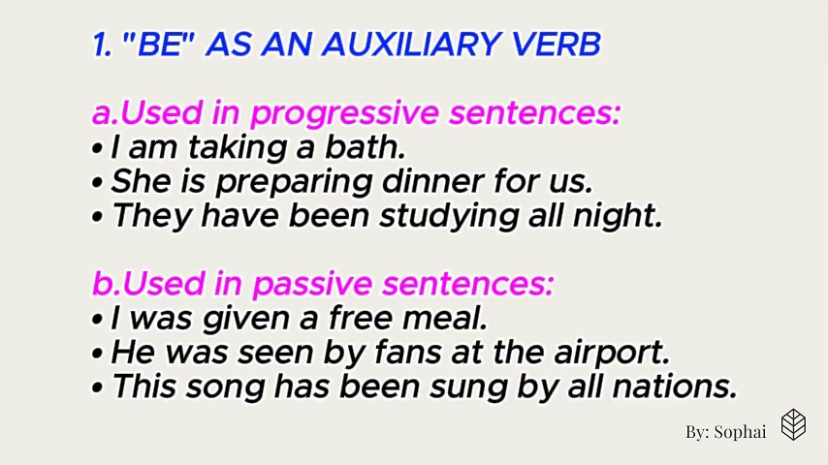1. Be as an auxiliary verb. Used in progressive sentences. I am taking a bath. She is preparing dinner for us. They have been studying all night. Be is also used in passive sentences. I was given a free meal. He was seen by fans at the airport. This song has been sung by all nations.